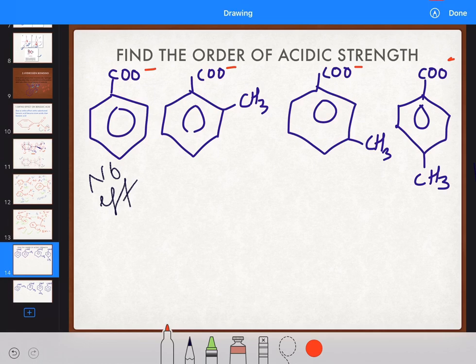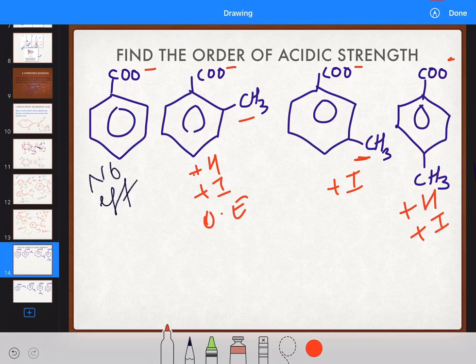If you see the second one, this CH3 has plus H effect. It will have plus I, and since it is at ortho position, it will have ortho effect also. Correct? If you see the third one, this is at meta position, so it will show only plus I effect, and this is at para, so it will show plus H as well as plus I.